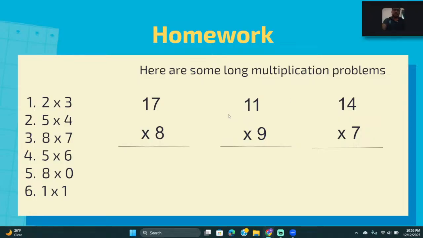That's really all the basics of multiplication. So if you want, you can practice some. Here are 6 simple problems, and here are 3 long multiplication problems for you to practice.